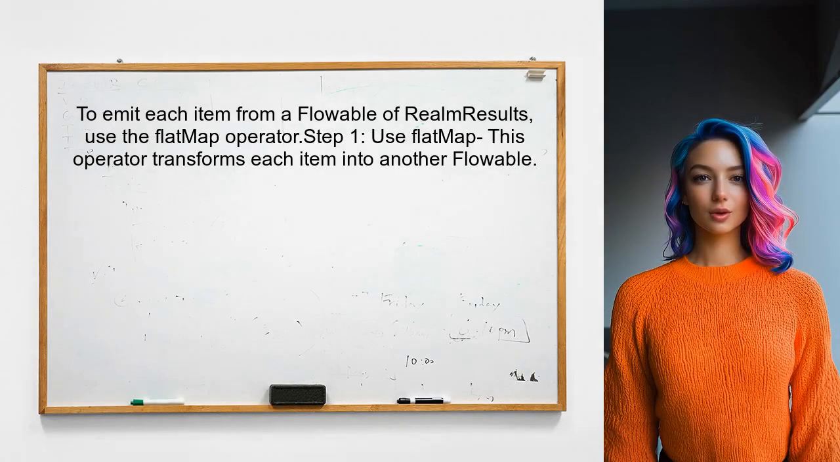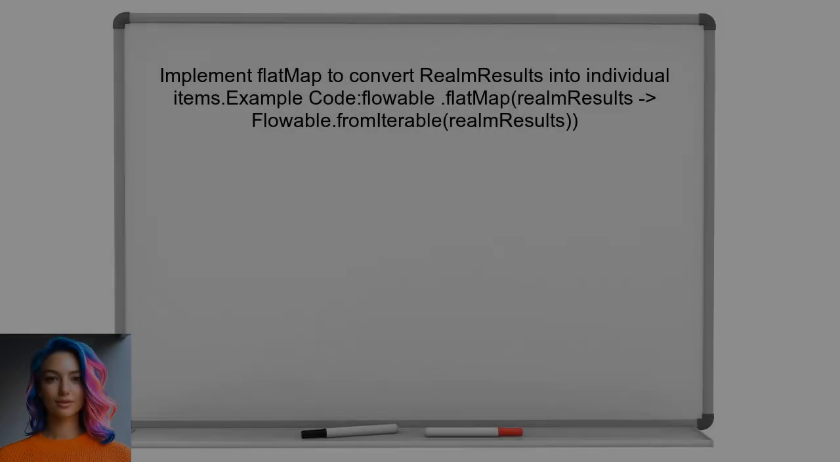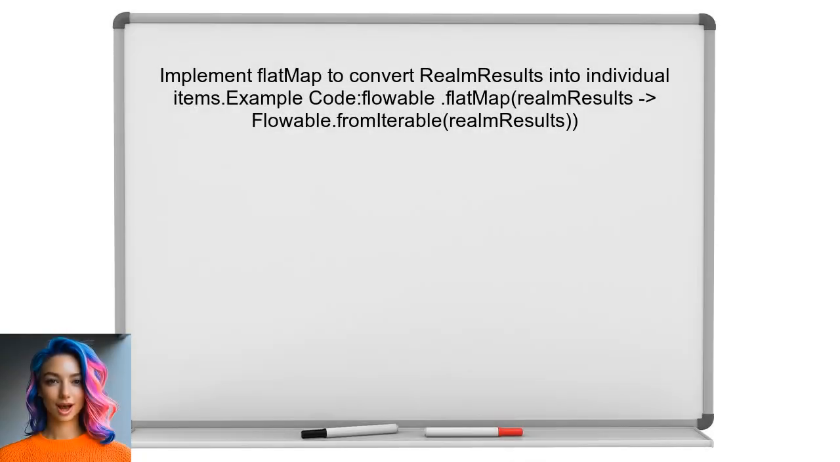To emit each item from a Flowable of realm results, the user can utilize the flatMap operator. This operator allows us to transform each item emitted by the Flowable into another Flowable. Next, the user should implement the flatMap operator to convert the realm results into individual items. This can be done by mapping each item to a Flowable that emits it.